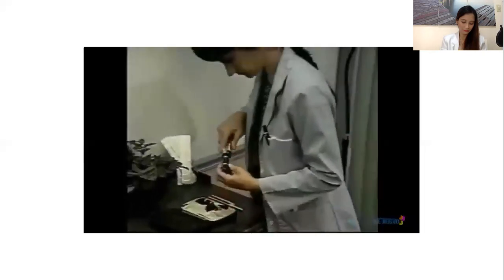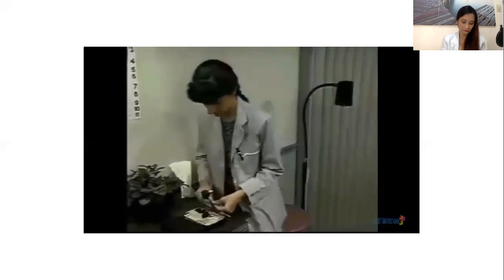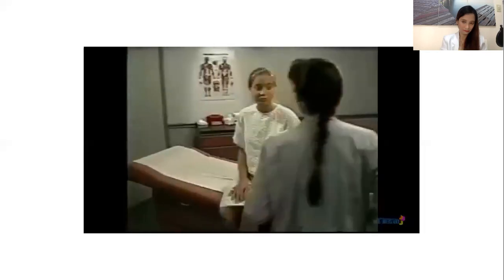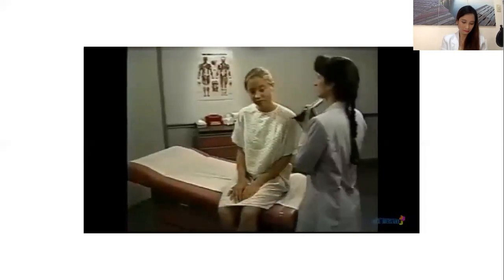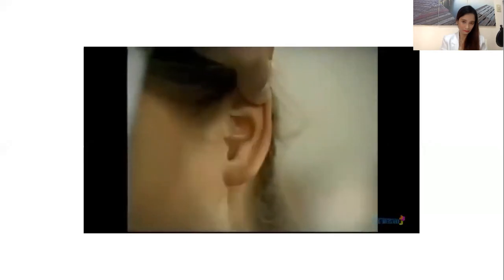Next, examine the ear canal and eardrum using an otoscope. To do this, select the largest speculum the patient's ear canal will accommodate. Position the patient's head so that you can see through the otoscope comfortably. Grasp the auricle firmly but gently, and in an adult, pull it up, back, and slightly out to straighten the ear canal. Then insert the speculum gently into the ear canal.